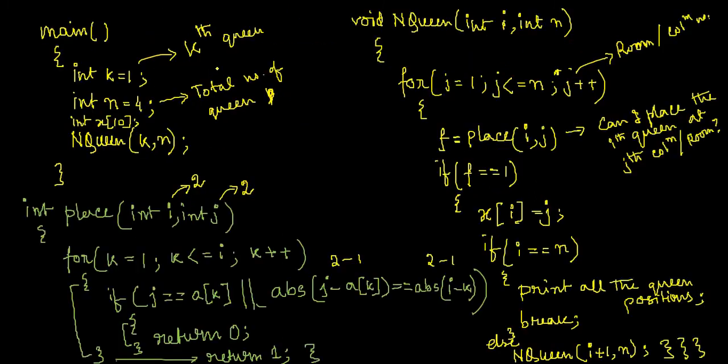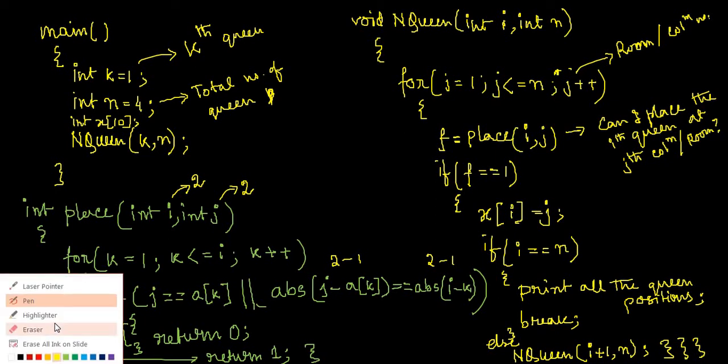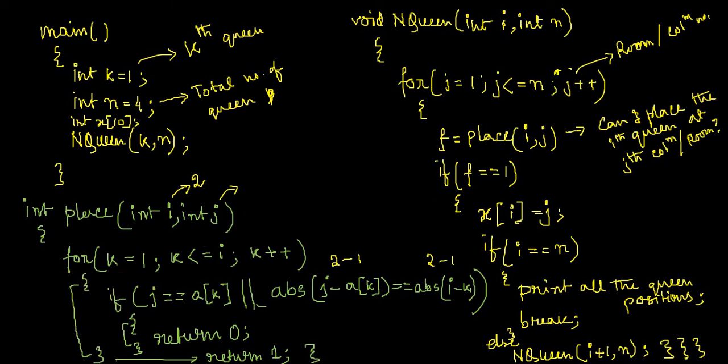Fine. So that means again this condition will not be fulfilled and the loop will run for the new value of j. So now the place function will be called again considering, can I place the second queen in the third position? Right. So now the new value of j is something like 3.